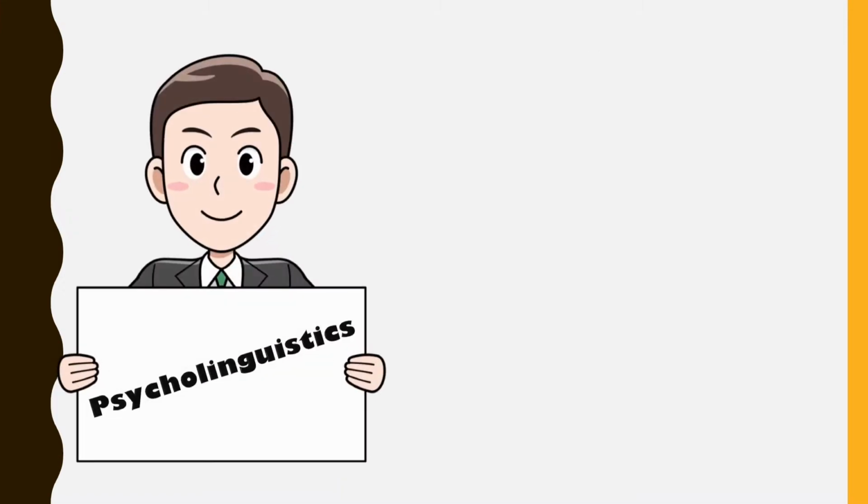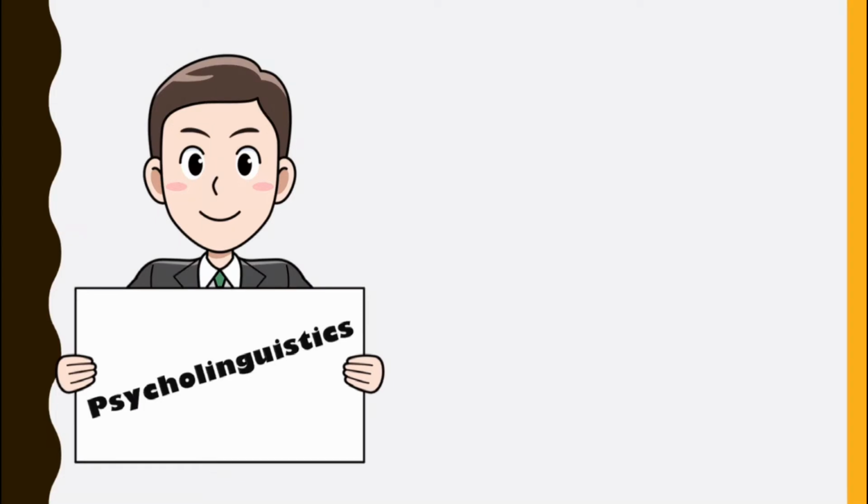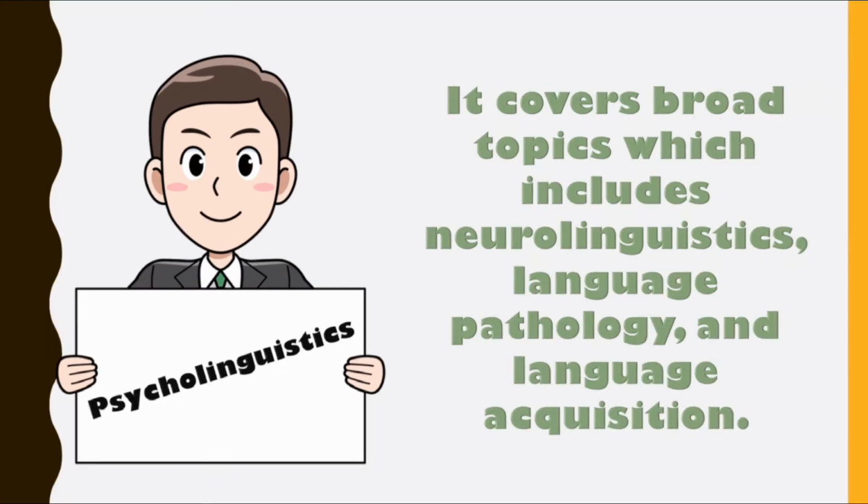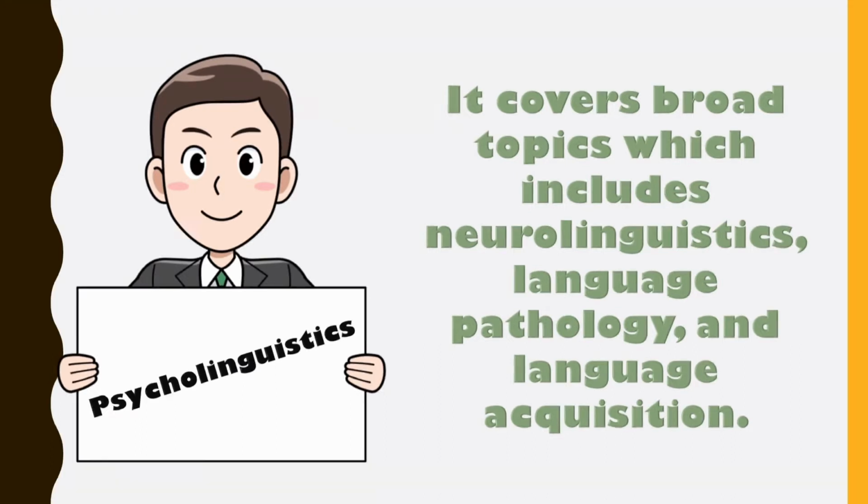In psychology, there's a term called psycholinguistics. It is also called psychology of language. Psycholinguistics is a study of language with reference to human psychology, the psychological and neurobiological factors that enable humans to acquire, use, and understand language. It covers broad topics which involve neurolinguistics, language pathology, and language acquisition.